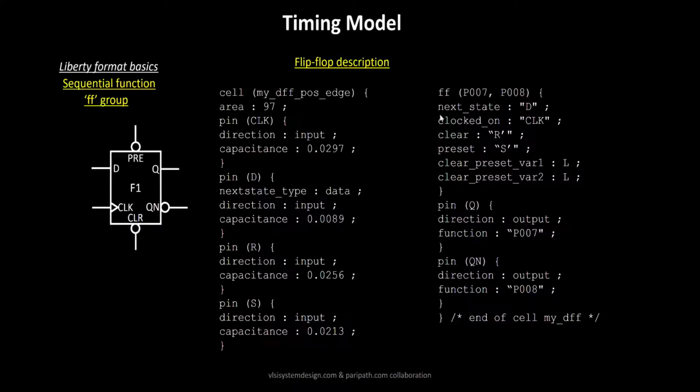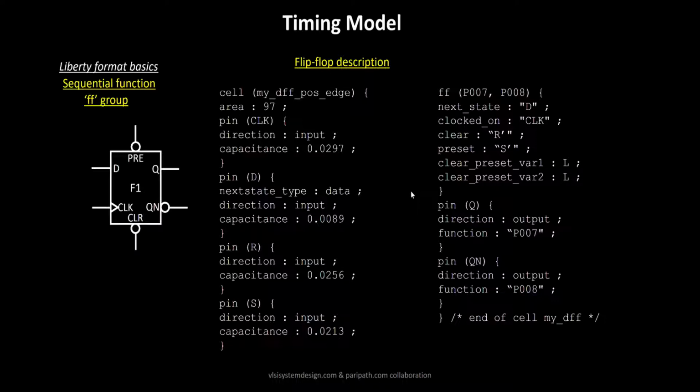The flip-flop group attributes, like the next_state, which is D, and the clocked_on, which is clock, all remain the same as we have seen in the past video. The clear is R bar, preset is S bar, clear_preset_var1 I have kept as L, and for var2 also I have kept it as L. So the definitions of all of them remain the same as we have discovered in the past.